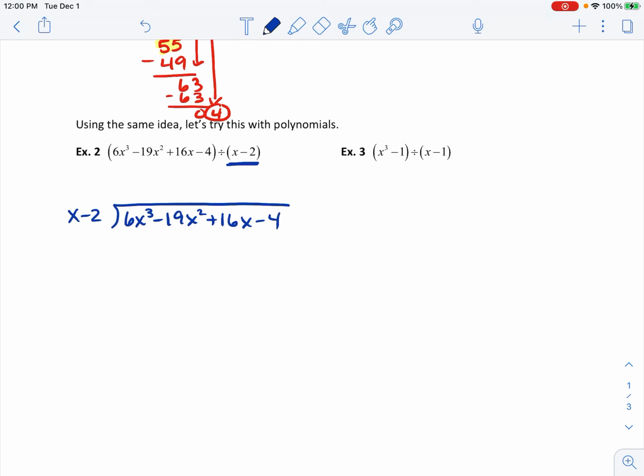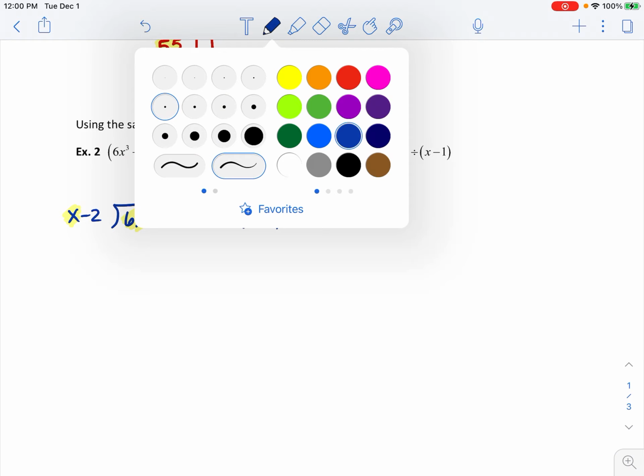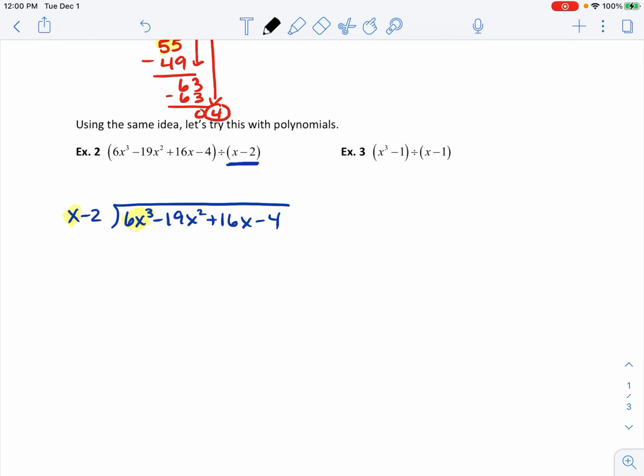Okay, now with polynomials, there's more than one thing happening here, right? So what you want to do is look at just the first term of each polynomial, and ask yourself, what do I have to multiply that x by to get 6x cubed exactly? Well, in that case, I know that I have to multiply x by 6x squared to get that 6x cubed. So how many times does x go into 6x cubed? It goes in there 6x squared times. So we're going to go ahead and now, just like we did above, we're going to multiply. But this time, you guys, you're going to have to distribute.